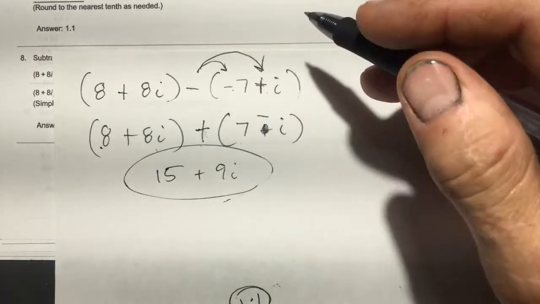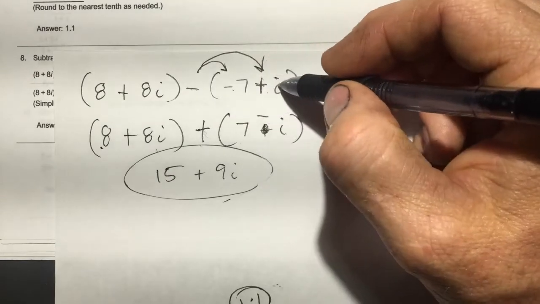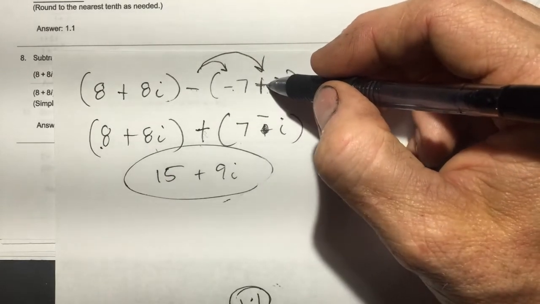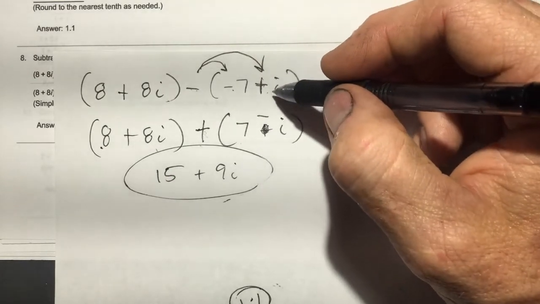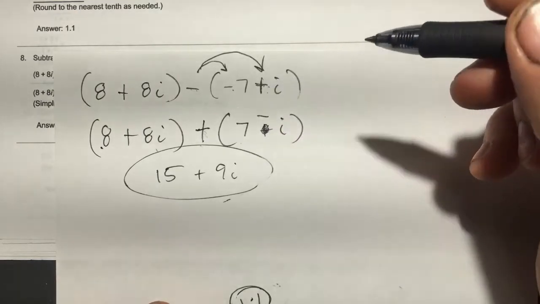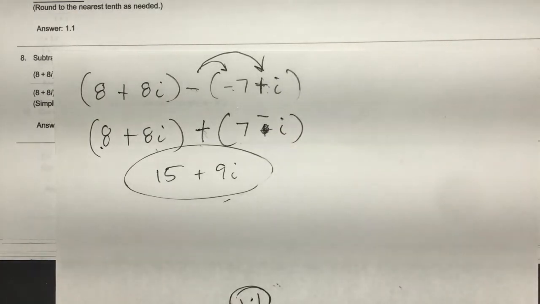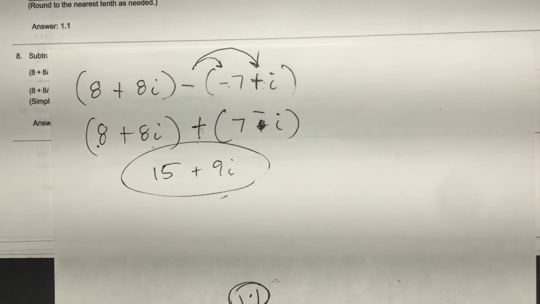Okay, so I'm just showing you, you distribute that minus, and so if it's a plus, it would make that a minus. But in the real problem, this was a minus, so it made that a plus. And I hope that did not confuse you. I should have just written another one down. But the answer is 15 plus 9i.